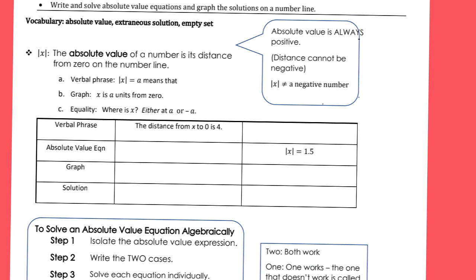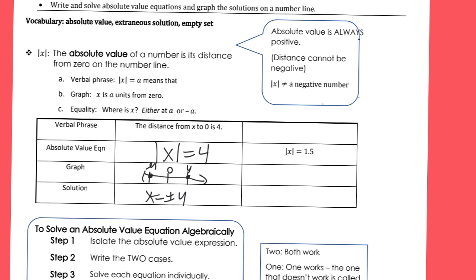And so we want to write an equation about absolute value. We would say the distance from x to 0 is 4. Well, you would write the absolute value of x is equal to 4. And the answers to that would be, well, you could stand on a number line at 4, or you could stand at -4, and either way, your distance from 0 would be 4. So x is equal to plus or minus 4.